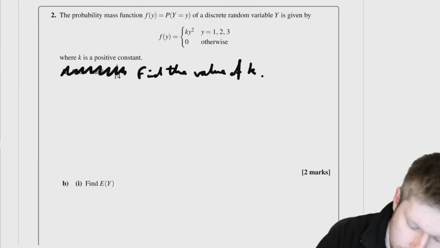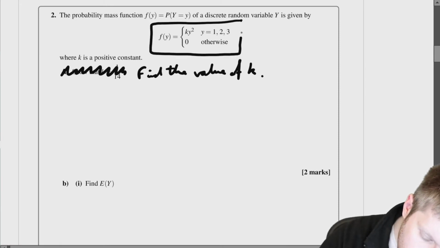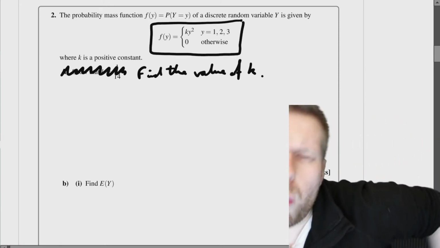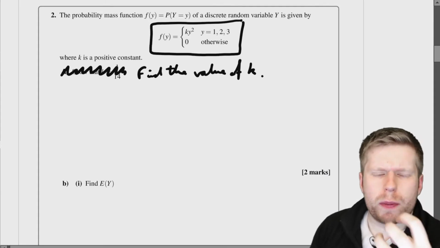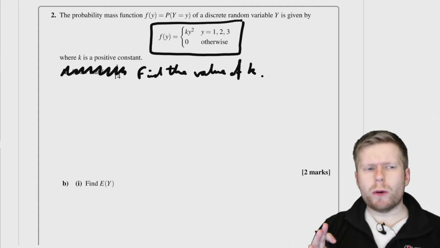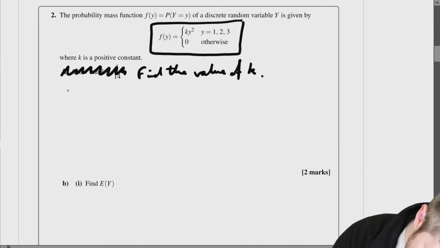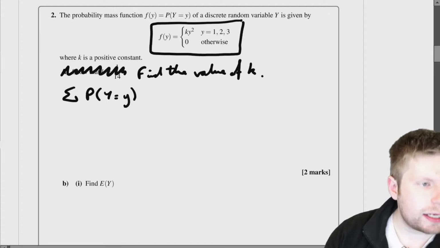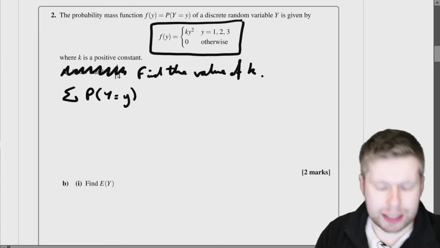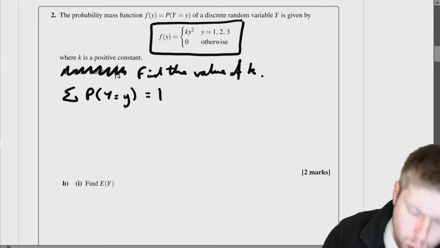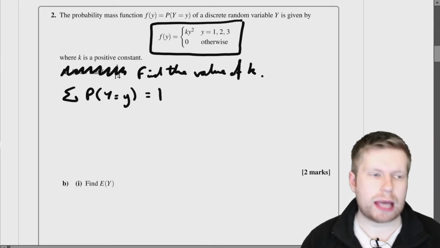So, how could we use this probability mass function to find the value of k? Well, what do we know to be true about probabilities? I know that all probabilities have to add up to 1. So let me write that down. If I add together the probabilities that y is equal to each particular value, that should be equal to 1. So let's start off there.